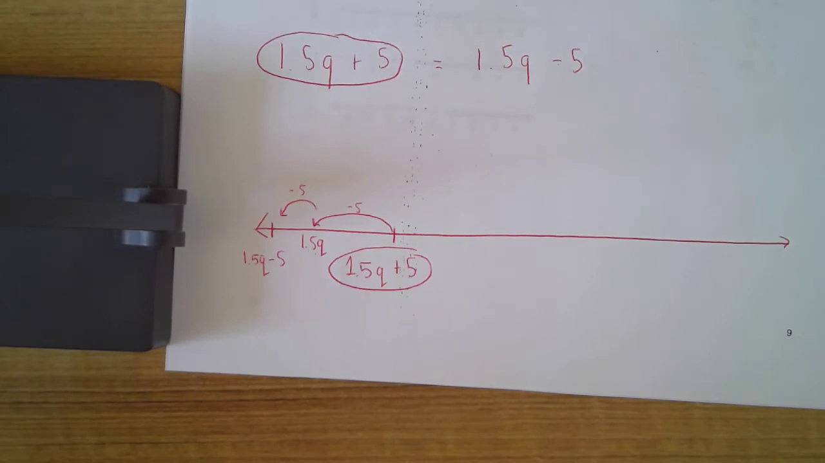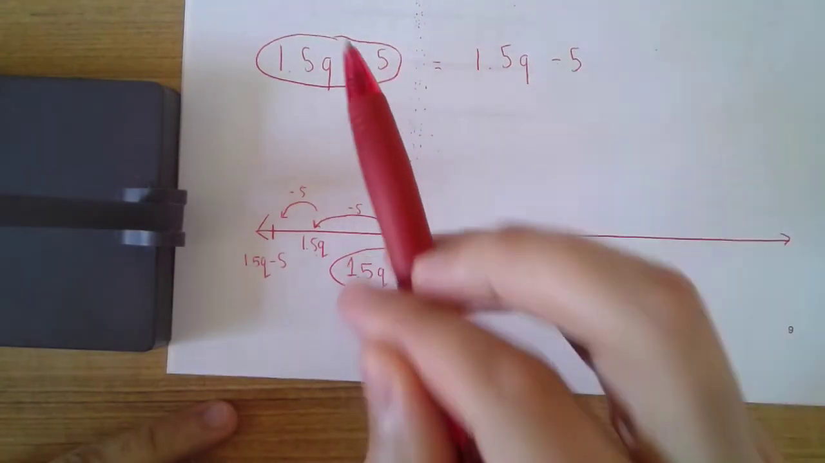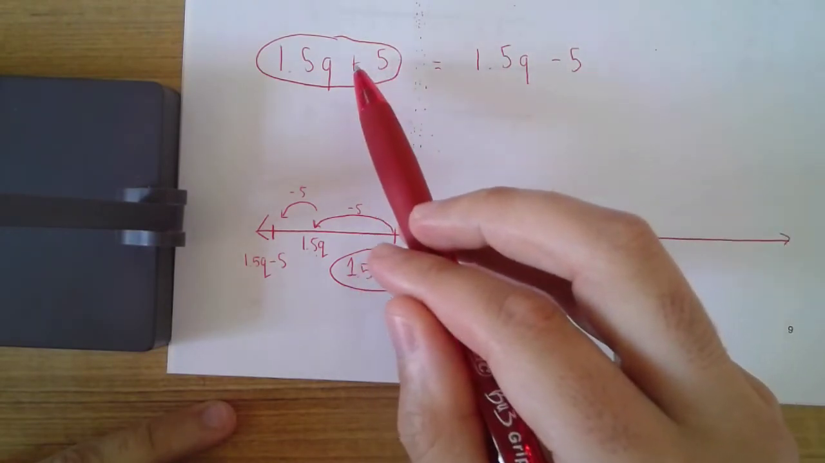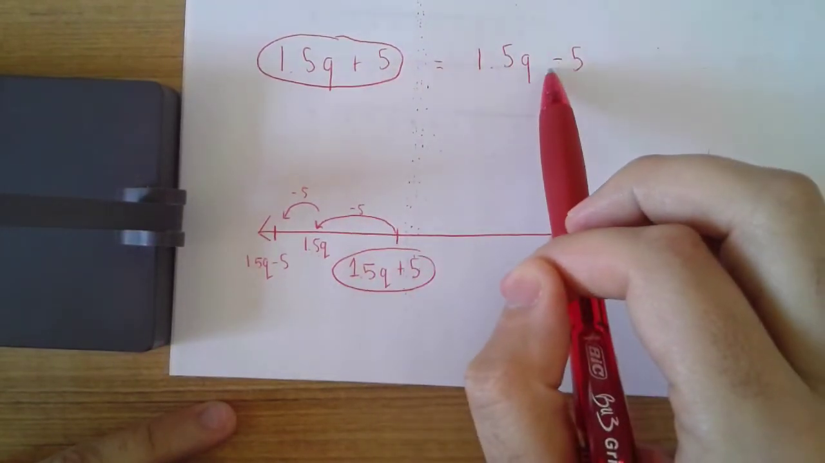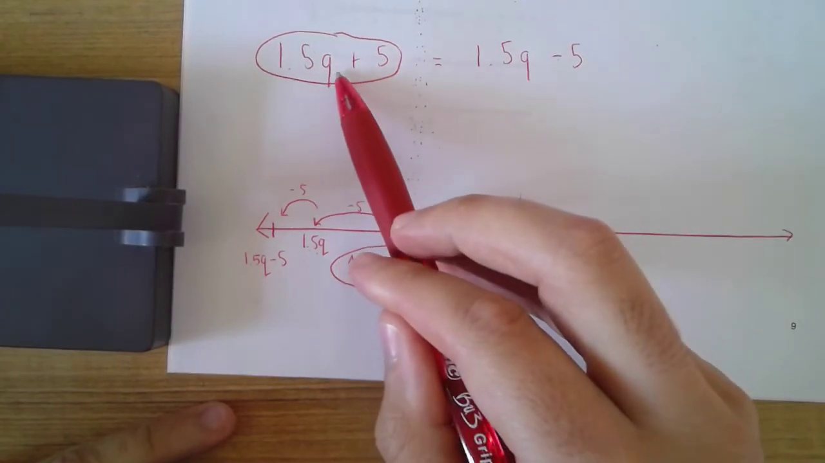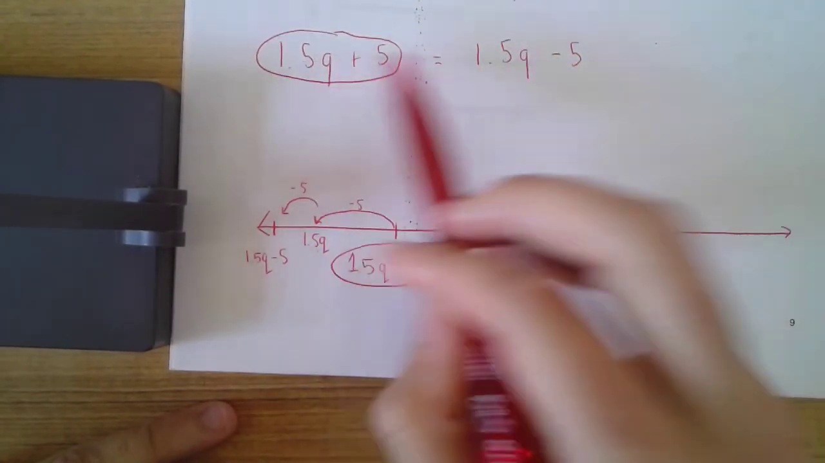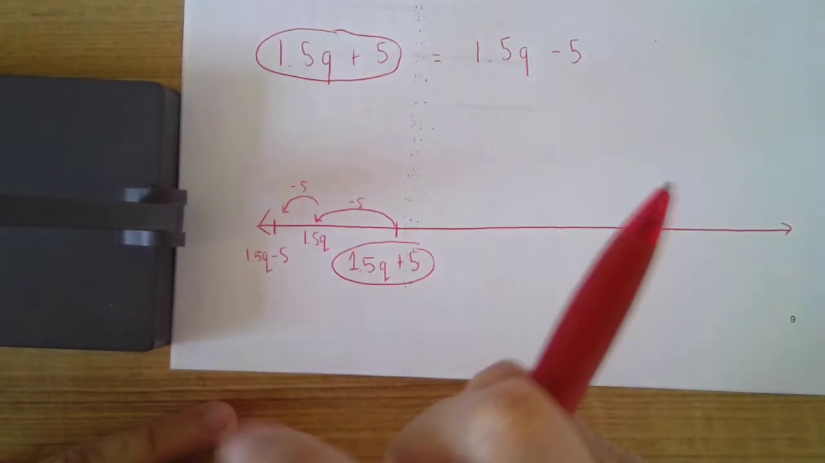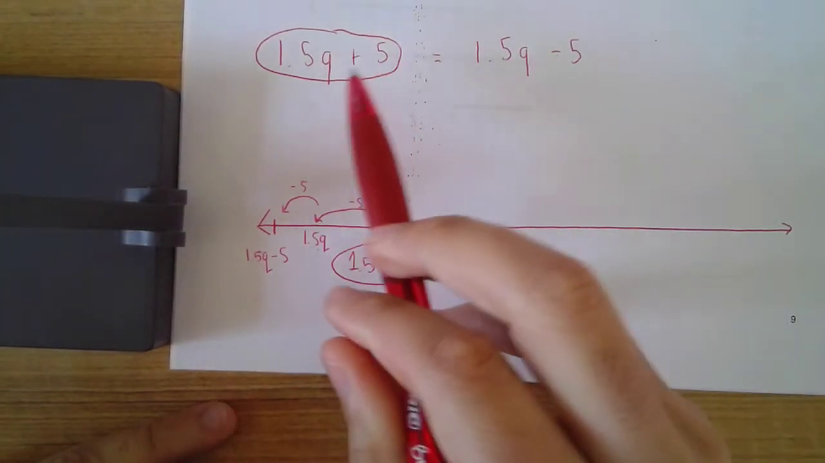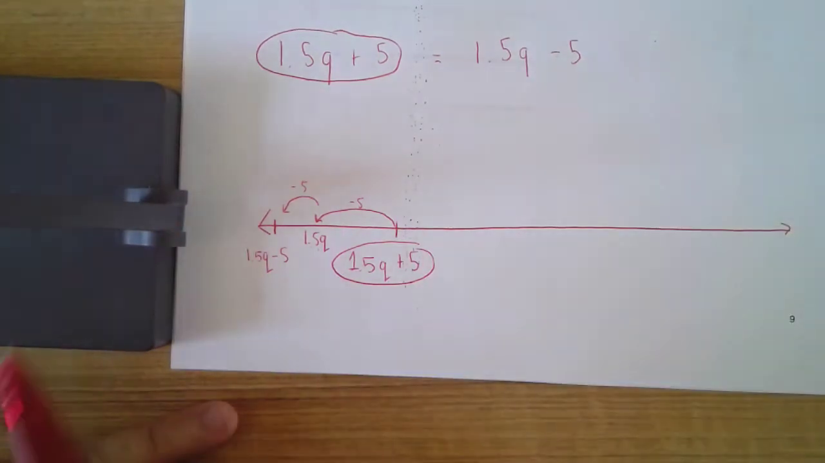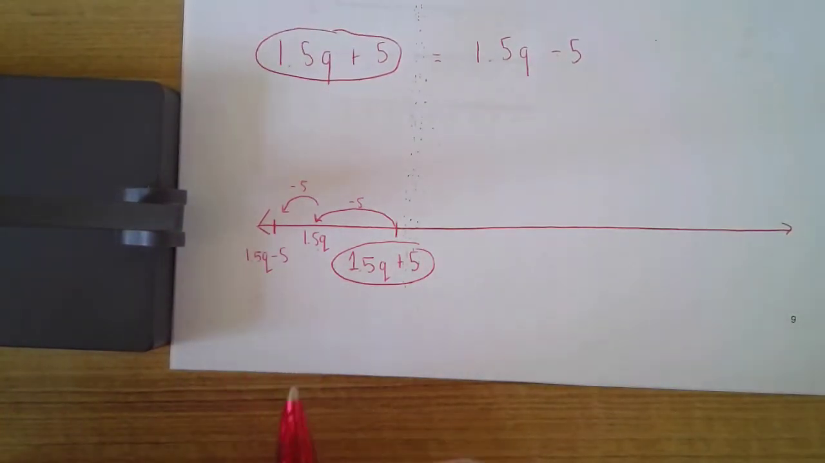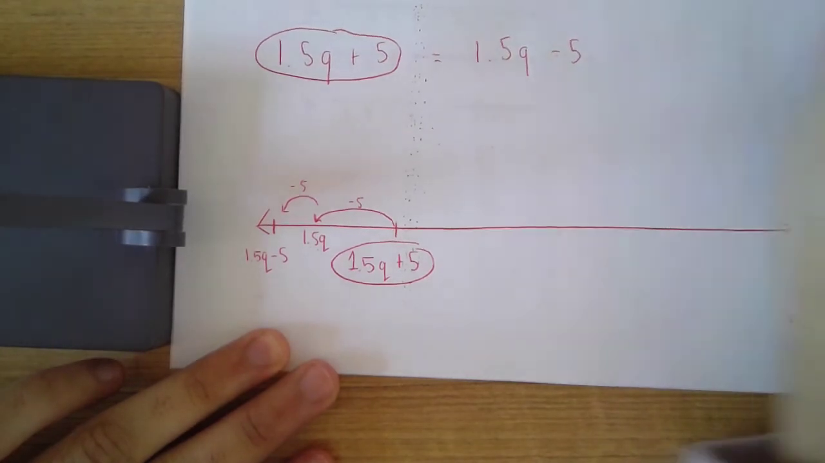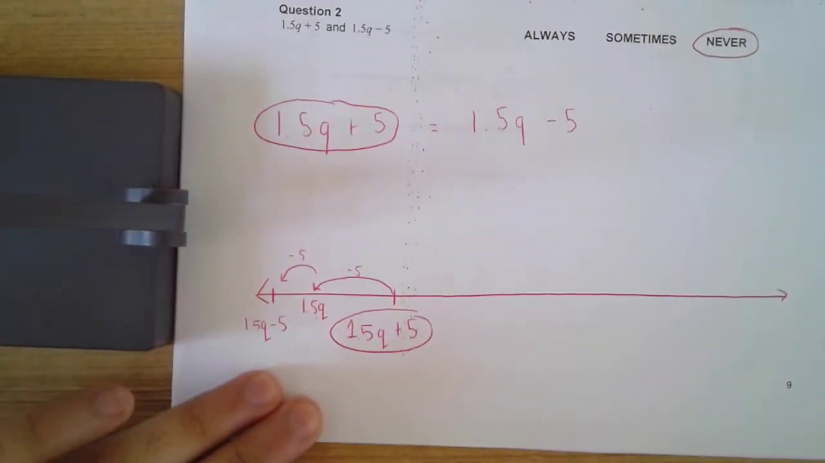In fact, the one on the left will always be 10 greater. It will always be 10 greater because this one would be adding 5, whereas this one would be subtracting 5 from the same original value. Those are the constants, the 1.5q that is staying the same in both expressions. However, one is adding 5 and one is subtracting 5. And because they have different actions from the same constant, they will never be equal to one another.